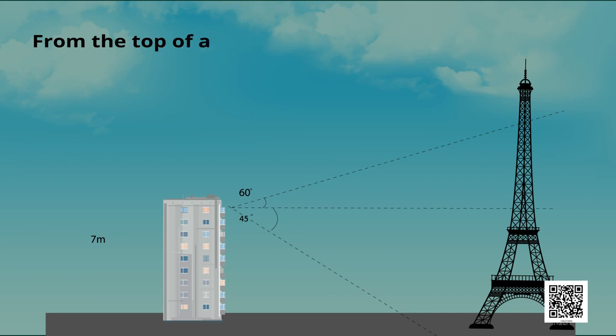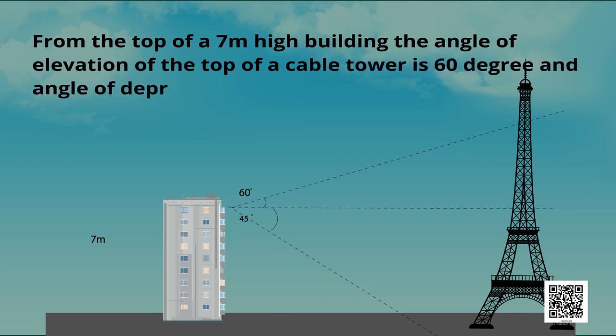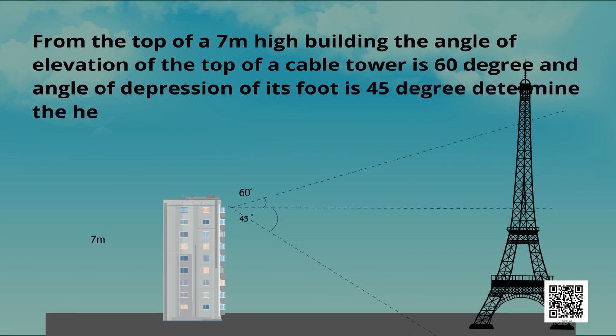Let us do another question. From the top of a 7 meter high building, the angle of elevation of the top of a cable tower is 60 degree and the angle of depression of its foot is 45 degree. Determine the height of the tower.